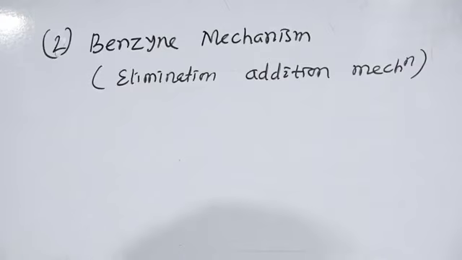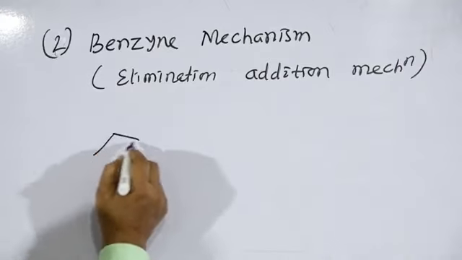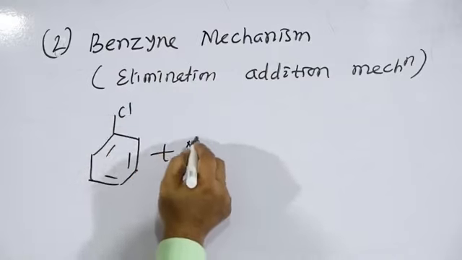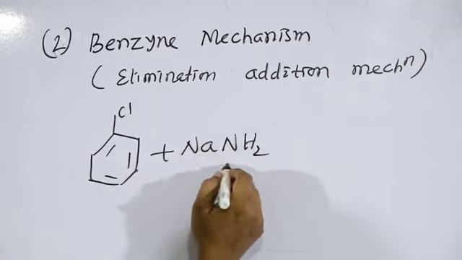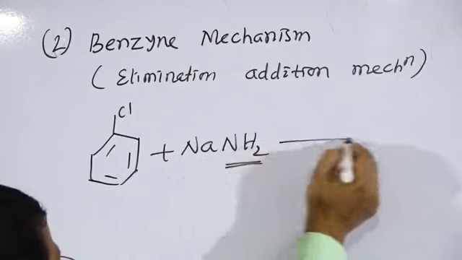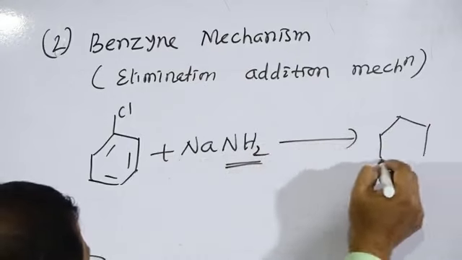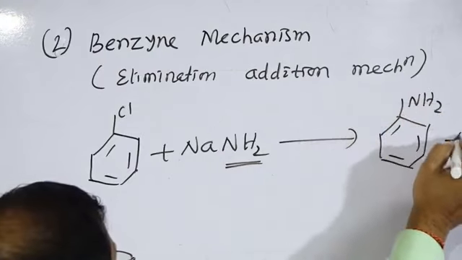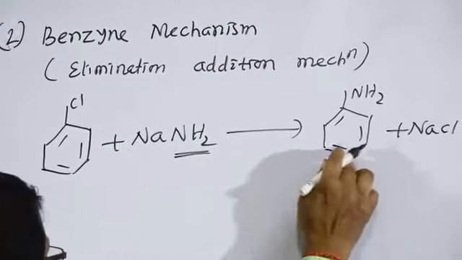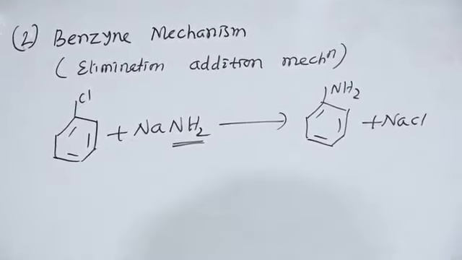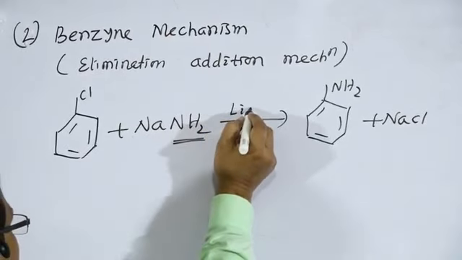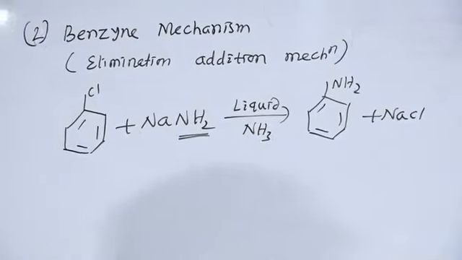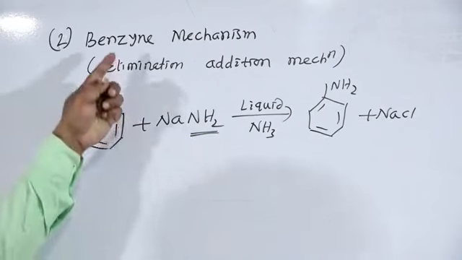How does this reaction take place? For example, chlorobenzene is treated with NaNH2, sodamide, a strong base and strong nucleophile. So there is the formation of aniline and NaCl. This reaction takes place in liquid NH3, liquid ammonia. How does this reaction take place? So this is the benzyne mechanism.